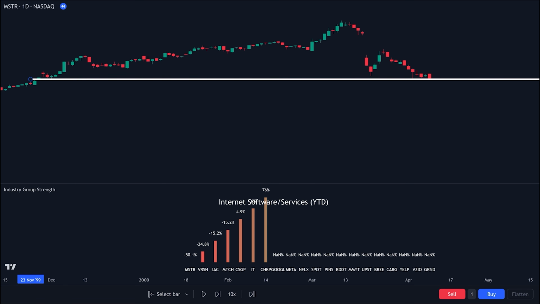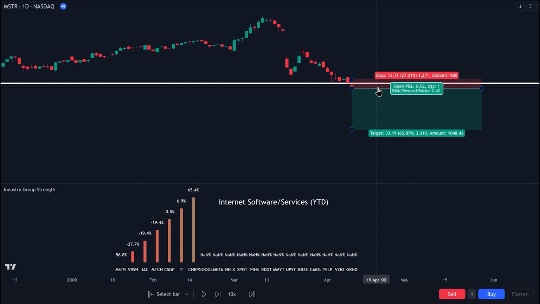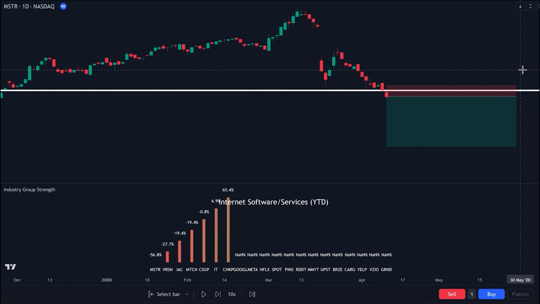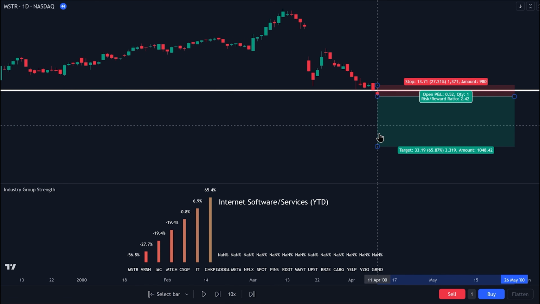Now, we move to the entry point. The idea here is to wait for the price to clearly break below the support level. This is the point where we would enter the sell trade. Next, let's set the stop loss. We place the stop just above the support level. For the take profit target, we aim for a 1:2 risk-to-reward ratio. Now, let's see how the sell trade plays out.